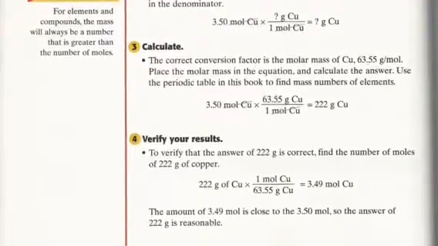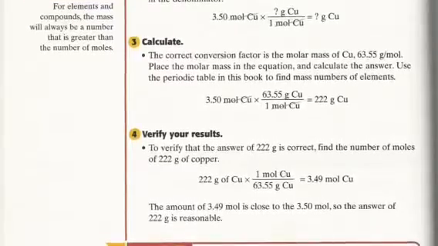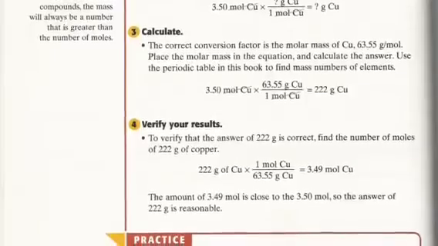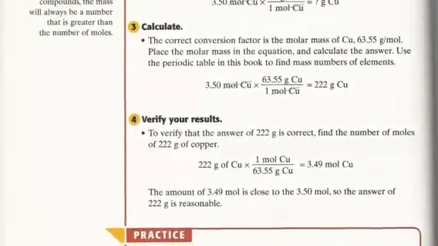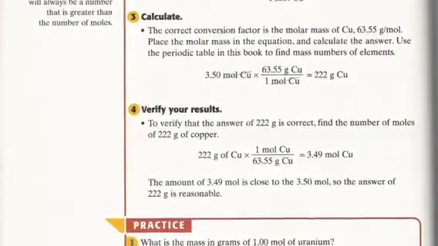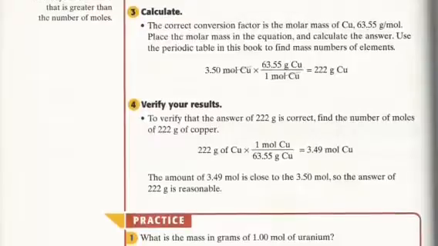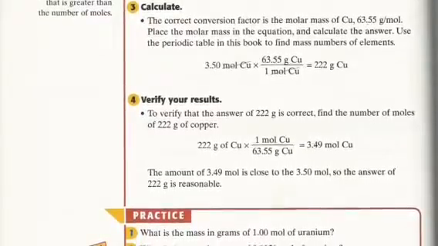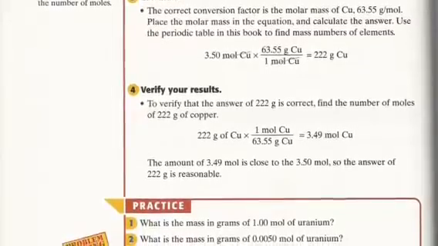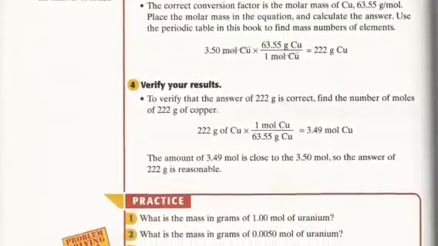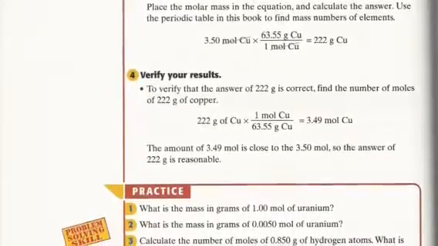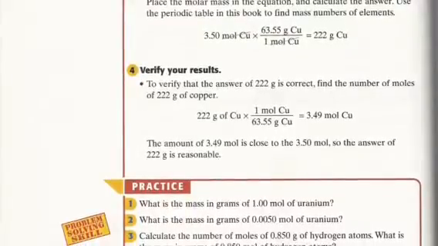Verify your results. To verify that the answer of 222 grams is correct, find the number of moles in 222 grams of copper. 222 grams of copper times 1 mole copper divided by 63.55 grams copper equals 3.4949 moles copper. The amount of 3.49 moles is close to the 3.50 moles, so the answer of 222 grams is reasonable.